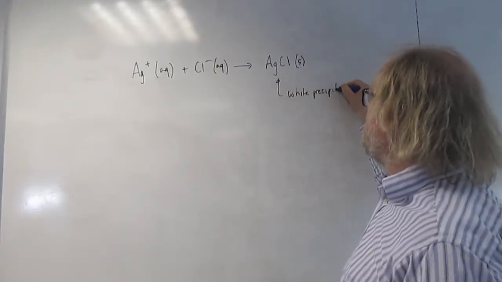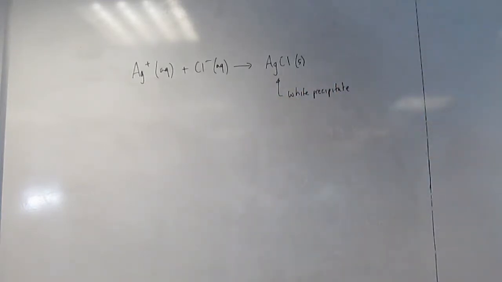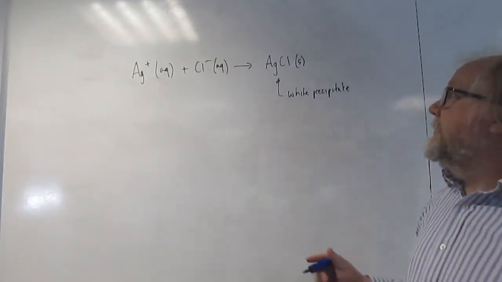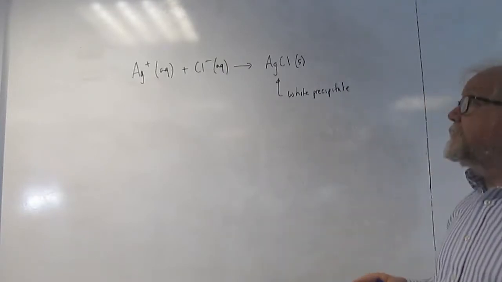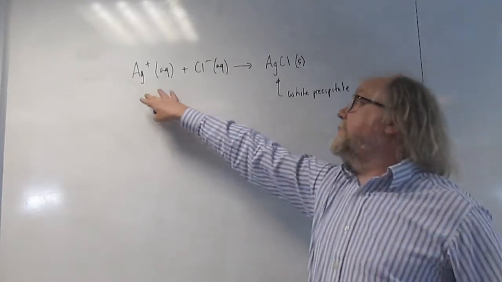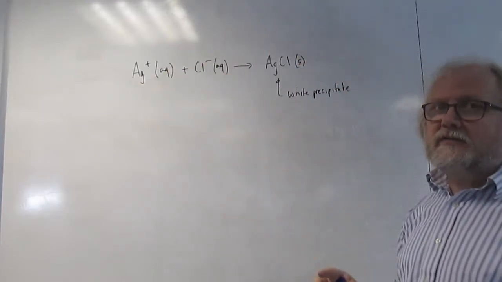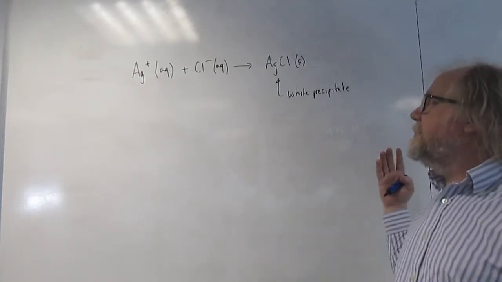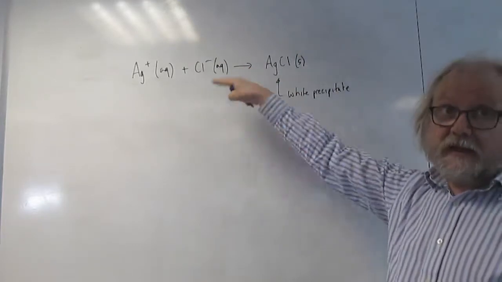Remember, you need to learn the colours of these silver halide precipitates, but the chloride one is white. And you just need to explain that that would only happen if there was residual silver ions in the solution. If all of the silver ions have reacted, then there wouldn't be any left in the solution, and therefore you wouldn't see a white precipitate. And you need to spell that out.